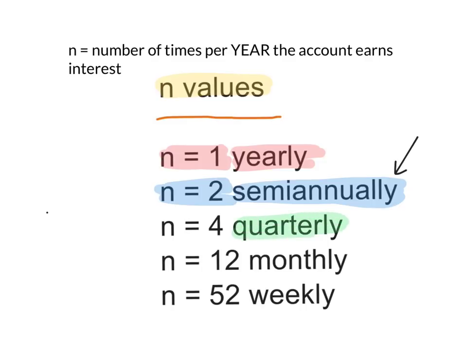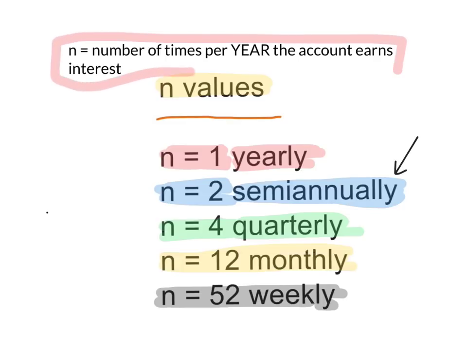If your bank account gains interest quarterly, then your N is going to be 4. If the problem says interest is earned monthly, then your N is going to be 12. And if the problem says the bank account gains interest weekly, then your N is going to be 52, because N represents the number of times per year the bank account gains interest. So these are key words that you want to have memorized to answer these questions.